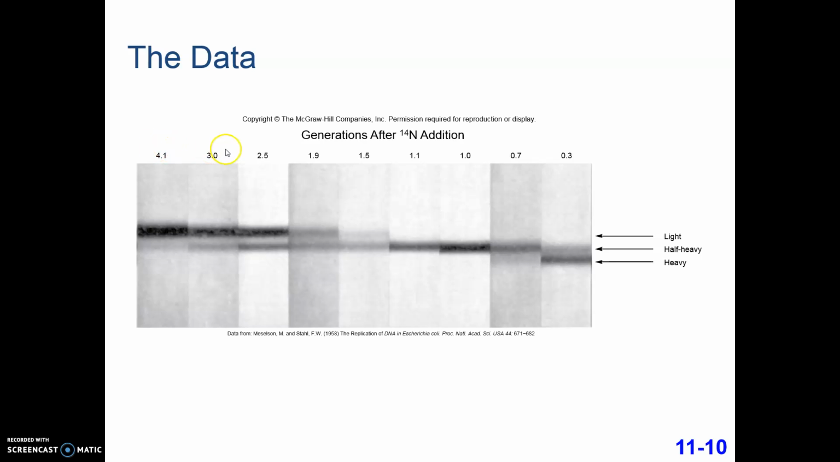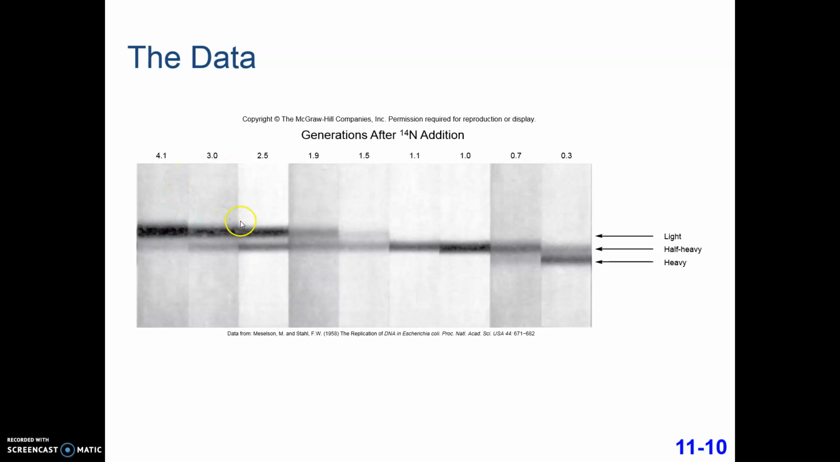And across the top here, we have the number of generations that have happened. So how many times a bacteria has divided. So here it is divided once. Here it is divided twice. And here is generation 3 and 4. So this is progressively more and more.